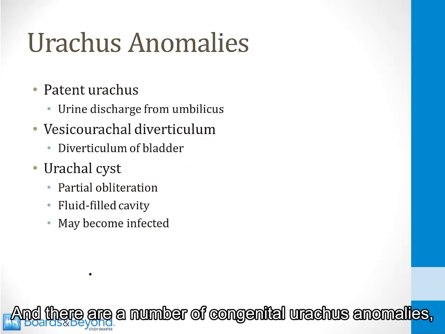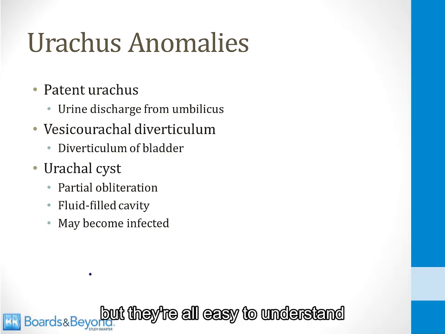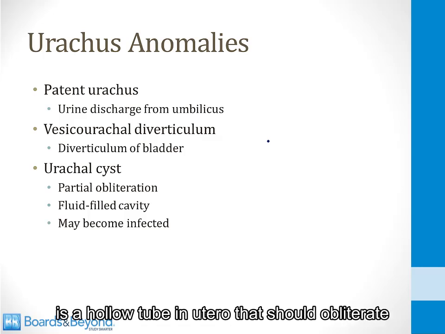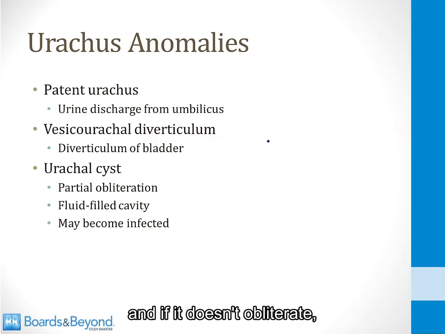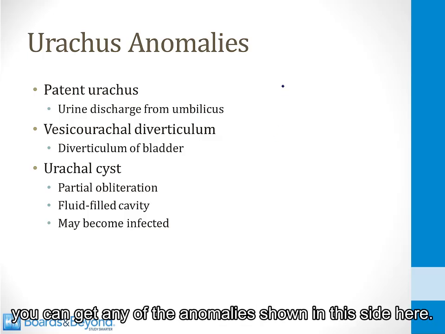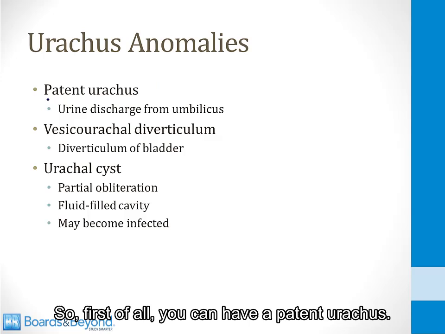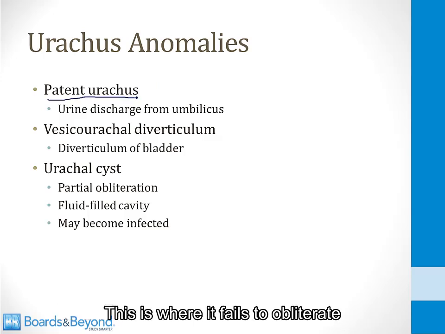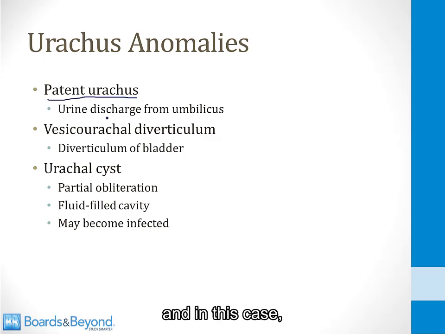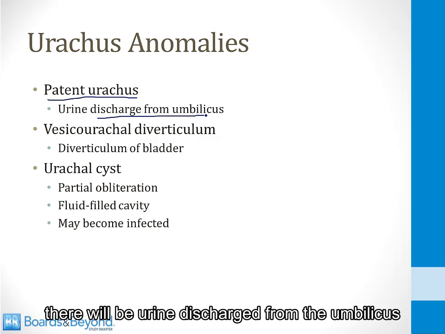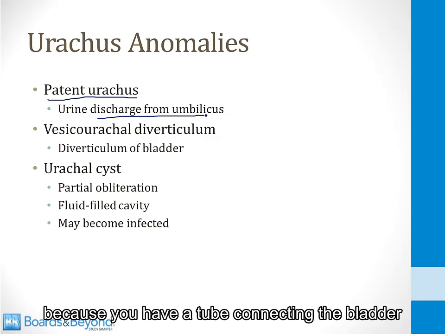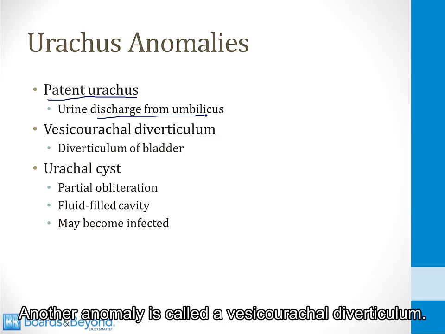And there are a number of congenital urachus anomalies, but they're all easy to understand if you appreciate that the urachus is a hollow tube in utero that should obliterate. And if it doesn't obliterate, you can get any of the anomalies shown in this slide here. So first of all, you can have a patent urachus. This is where it fails to obliterate. And in this case, there will be urine discharge from the umbilicus because you have a tube connecting the bladder to the umbilicus. Another anomaly is called a vesico-urachal diverticulum.